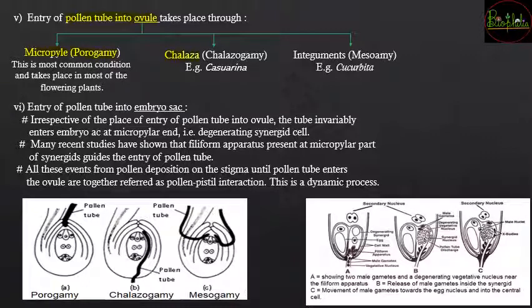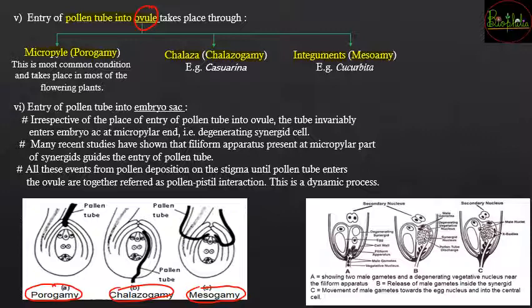अगर चलाजा से एंट्री हो रही है then that is called as chalazogamy, and if it is entering from integuments then it would be called as mesogamy. So here down in the figure you can understand how porogamy, then chalazogamy and mesogamy occurs when the pollen tube is going to enter into the ovule. So entry of ovule is going to have three types.